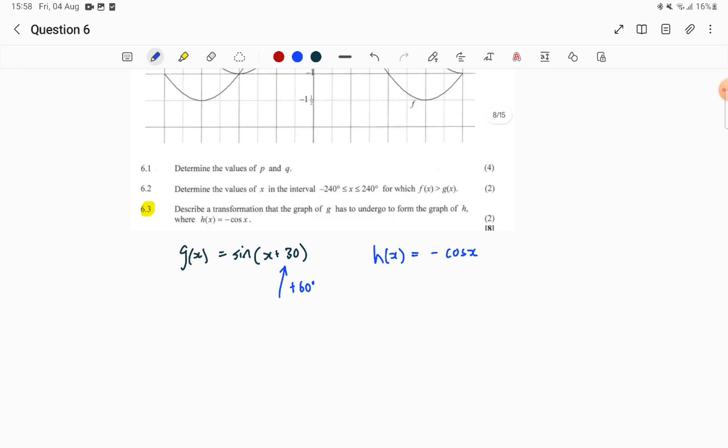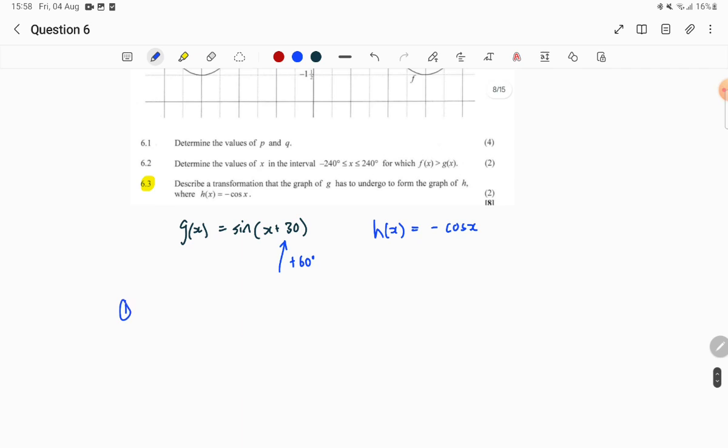That's the first step. So here, the first transformation is graph G has to shift 60 degrees to the left.